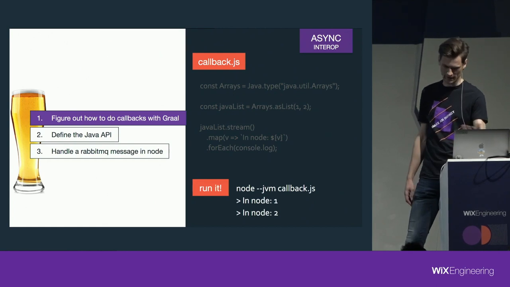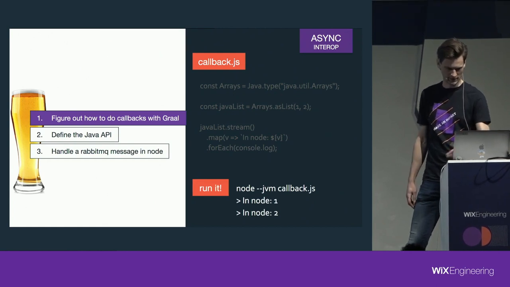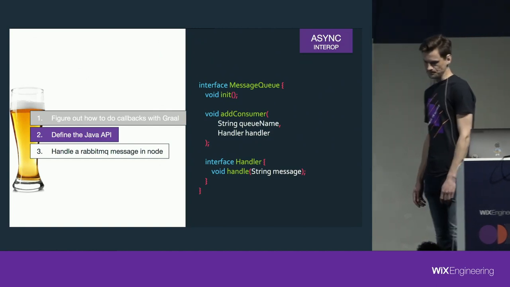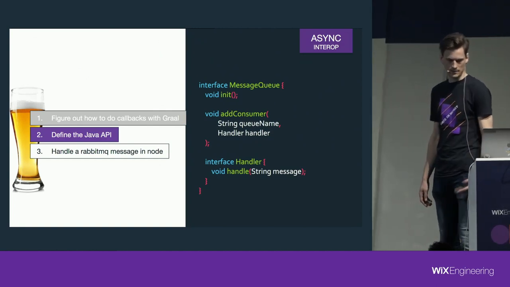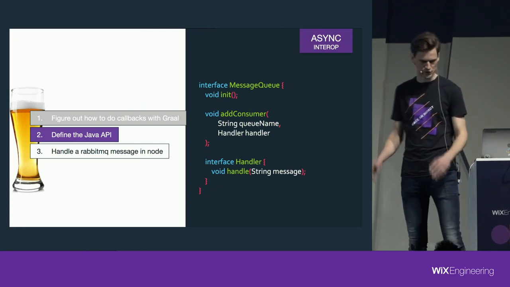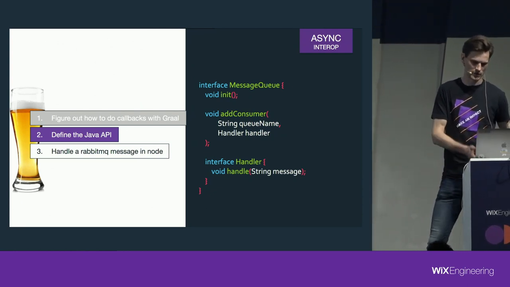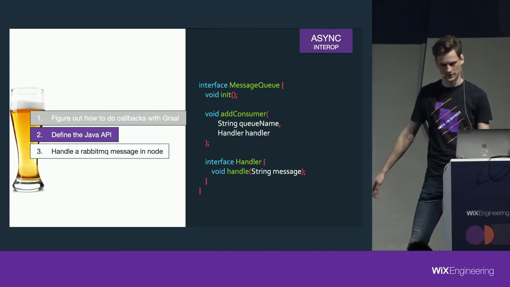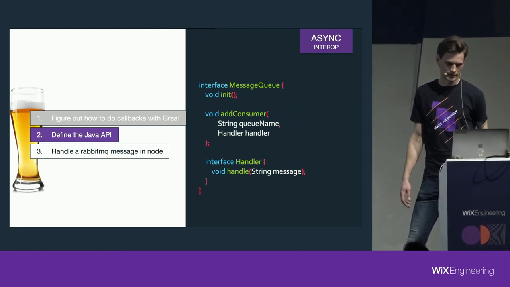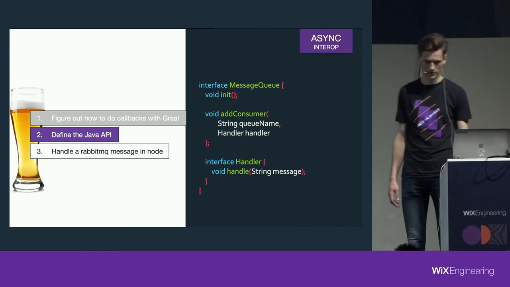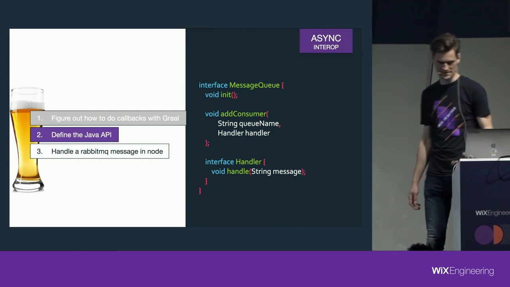Yeah, and if we run it, we would get in node 1 and 2. So now let's define an API for a message queue abstraction. It will just have pretty much two methods. First of all, to initialize, so to connect to the broker, and then we can register consumers. So we provide the queue name that we want to listen on, and the handler to handle the messages.